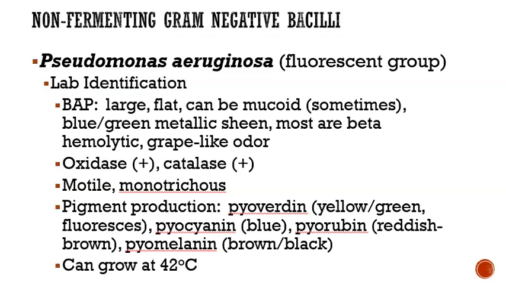So pyoverdin is a yellow-green or kind of a yellow-brown color. Pyocyanin is blue. No other gram-negative rod produces that pigment. So if it's found to produce pyocyanin, then it would be definitive for Pseudomonas aeruginosa. Pyorubin, which is kind of a reddish brown. You don't see that one very often. Pyomelanin, which is a brown or black. Again, you don't see that one as often. When pyocyanin combines with pyoverdin, that green color that's characteristic of Pseudomonas aeruginosa colonies is produced.